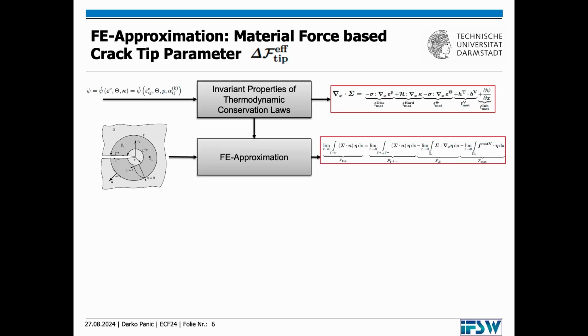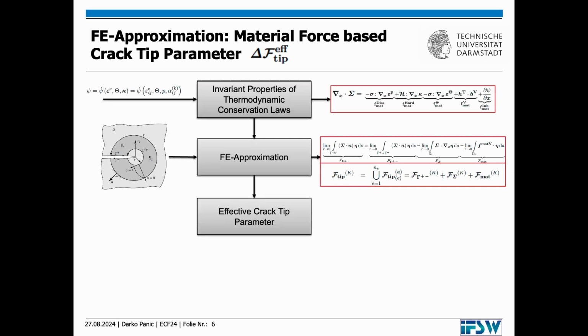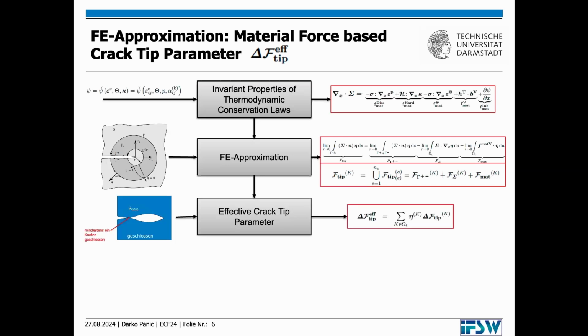This leads us to the assembly algorithm for nodal values. I use the algorithm defined by Müller and Gross for calculating the actual corrective parameter F tip. And in this work, I define some kind of effective corrective tip parameter. So you need a kind of crack closure algorithm, and this is also programmed in this work to define this delta F tip effective.